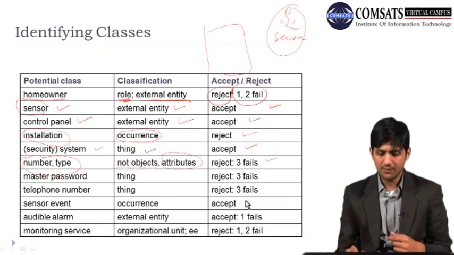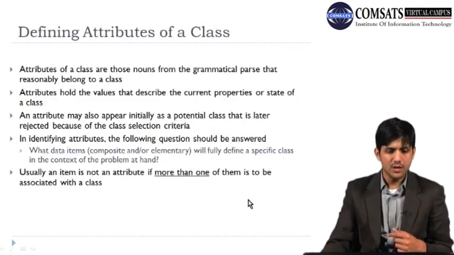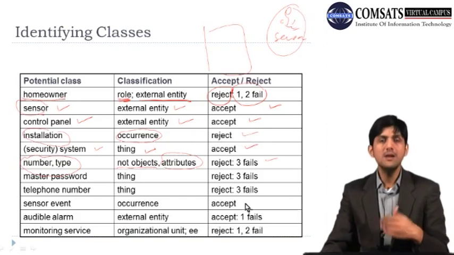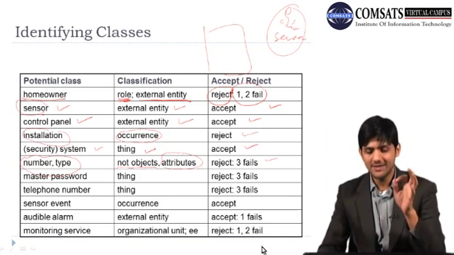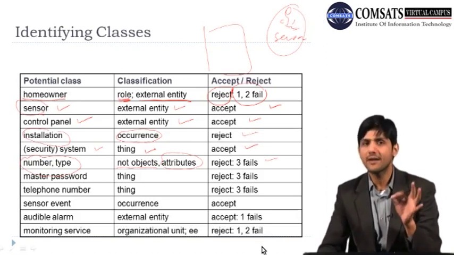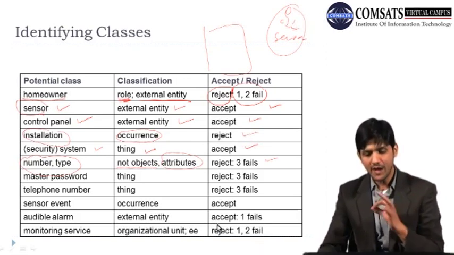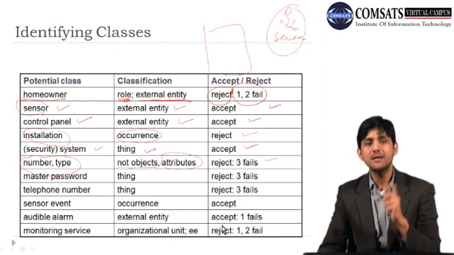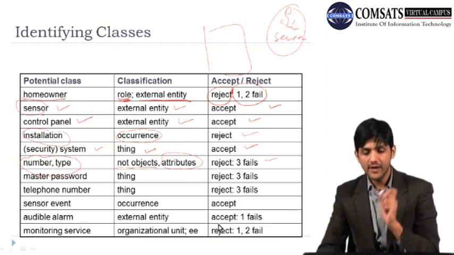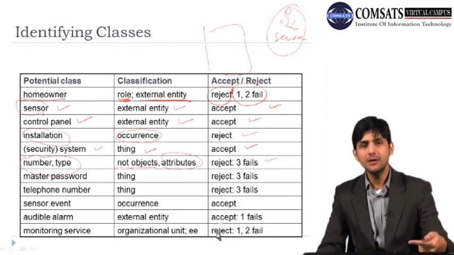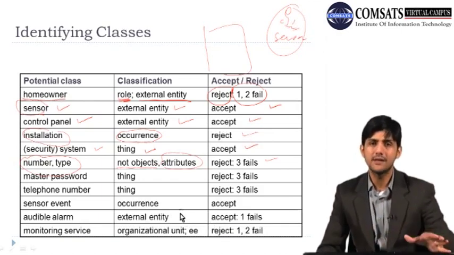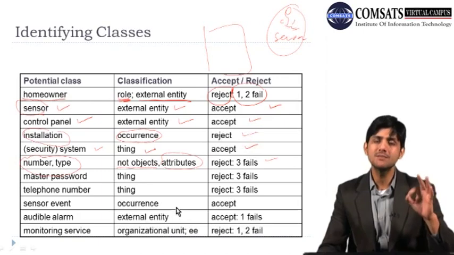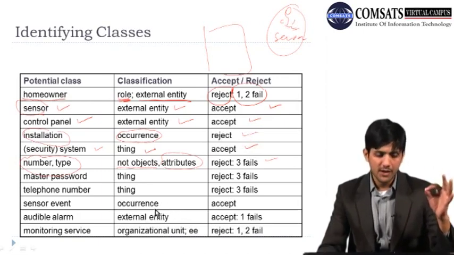So we say, okay, we are going to accept it. Then the next one that we have is the audible alarm. Now that is an external entity, and I told you that this is an essential requirement as well. So what happens here is that we are going to accept it even though it fails 1. Whereas if it would have been any other potential class and it was not an external entity, we would have rejected it. But we are accepting it because the system is going to be useless without an audible alarm.